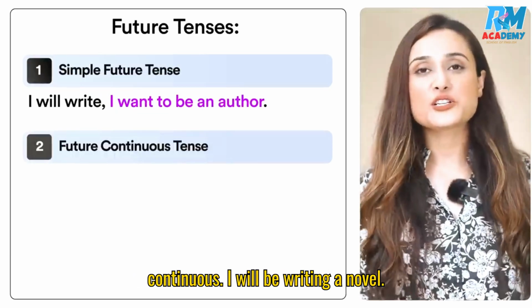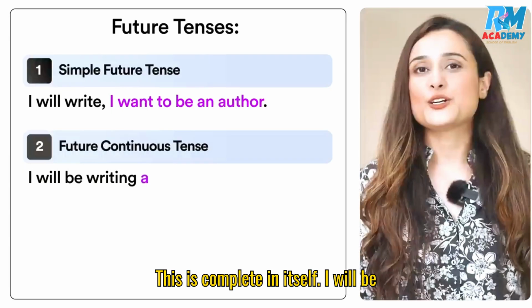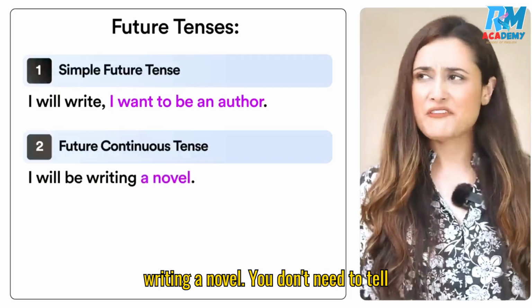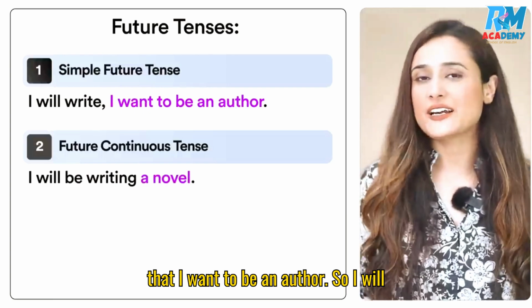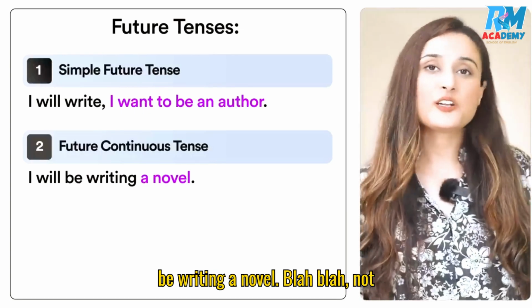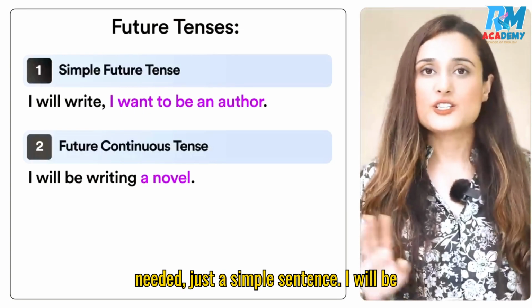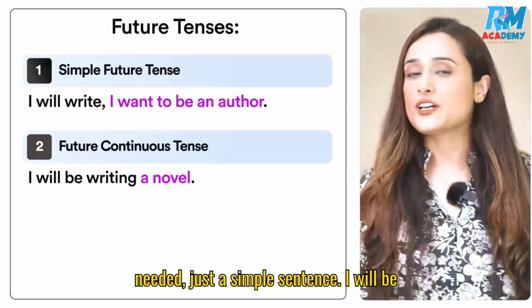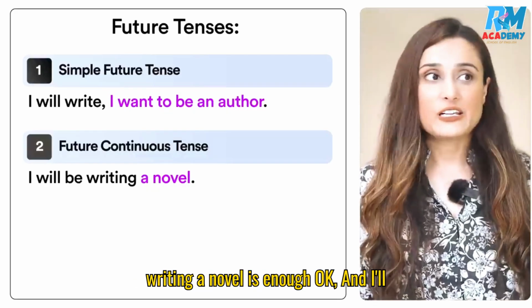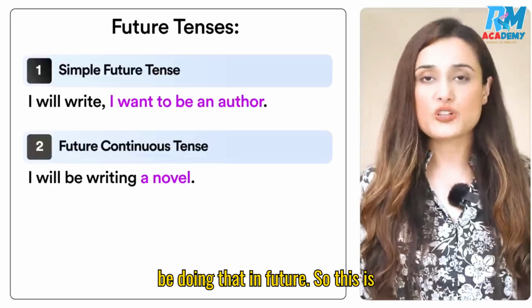Next is future continuous. I will be writing a novel. This is complete in itself. You don't need to tell that I want to be an author, so I will be writing a novel, blah, blah, blah. Not needed. Just a simple sentence. I will be writing a novel is enough, okay? And I'll be doing that in future. So this is future continuous.